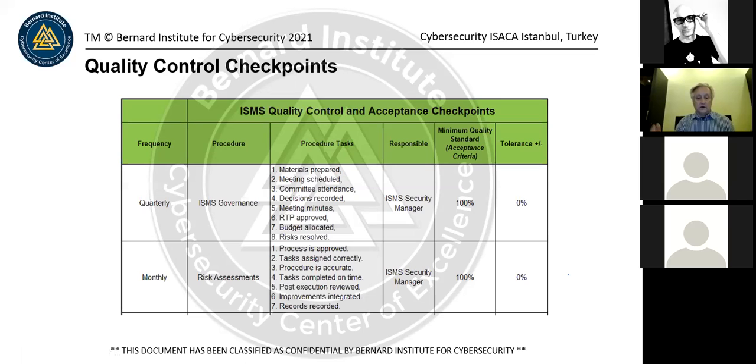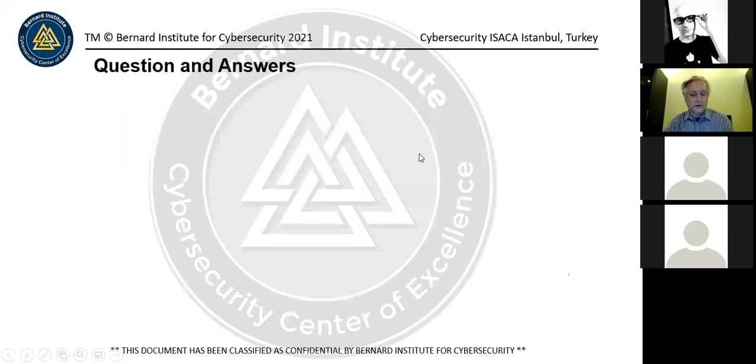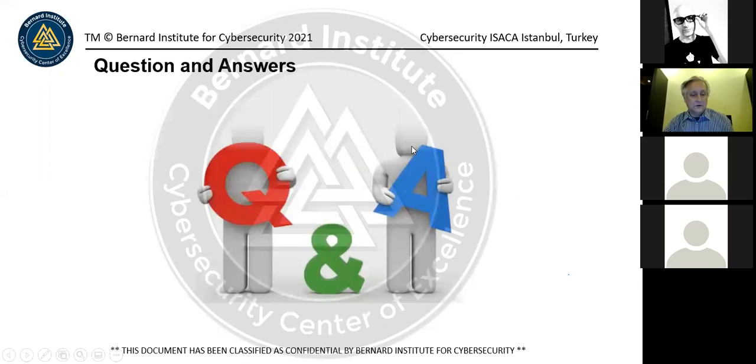Do we need to find 100% with zero tolerance? Maybe that's the case. Maybe it's not the case. Maybe it's less. It depends on the process and the criticality of that process to the organization. So that's checkpoint. So those are some tips for you. I hope that you found them useful.